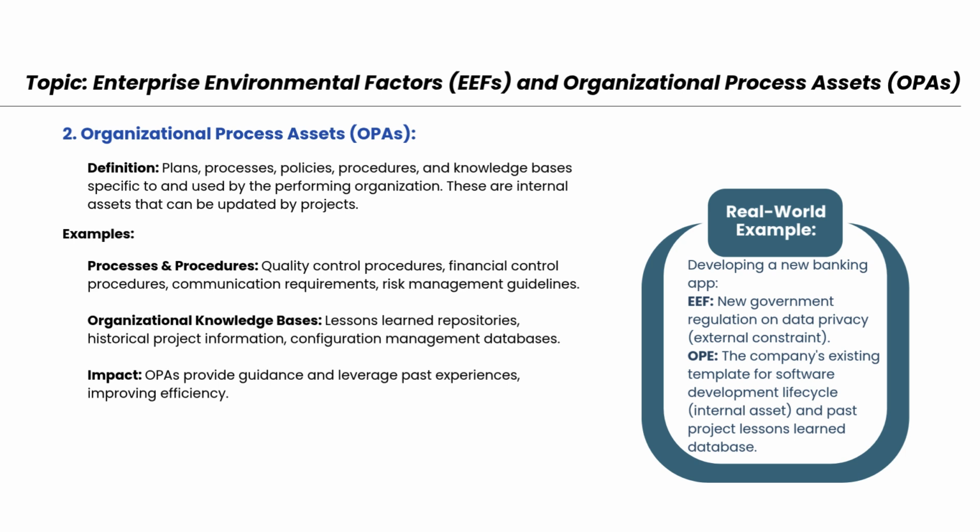There are two main categories. 1. Processes and procedures. These include quality control processes, financial procedures, risk management guidelines, and communication standards. 2. Organizational knowledge bases. This includes historical information, configuration management databases, and lessons learned from past projects. Impact: OPAs help in guiding the team, using past experience to improve efficiency and reduce risks.